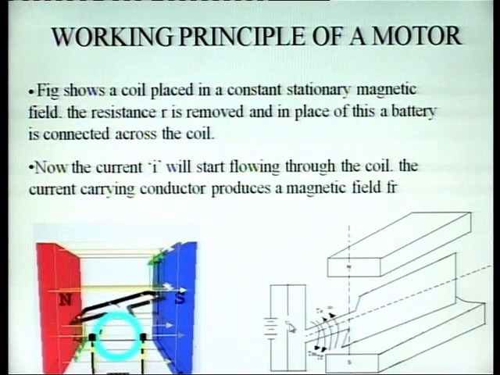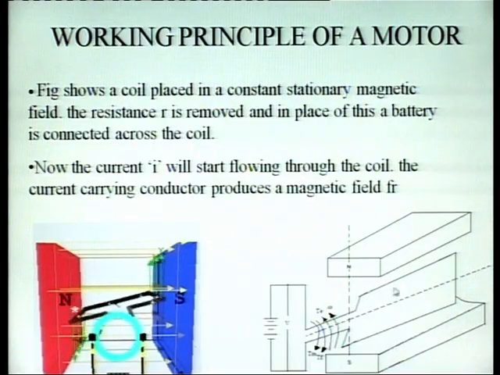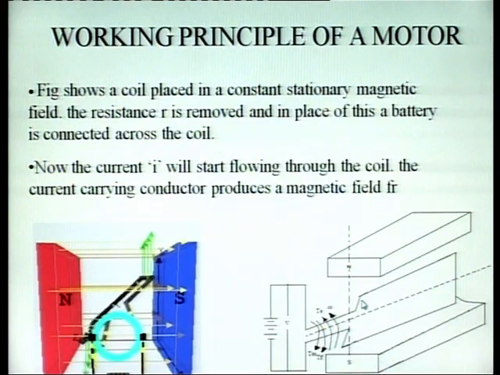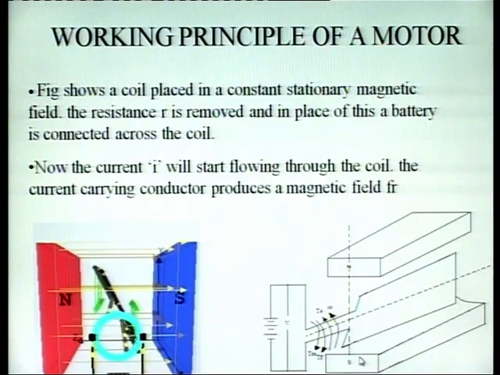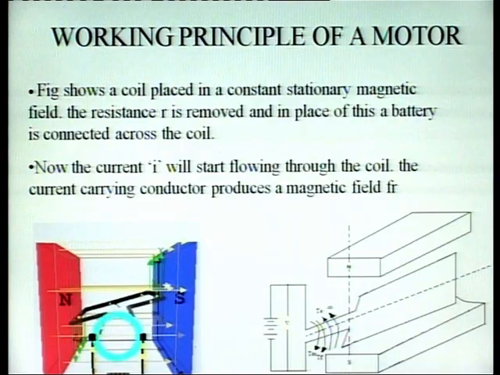Now, we have replaced the load resistor R with a battery with a voltage V. Now, the first action is that current will flow from the battery to the rotor. This is the case of a current carrying conductor placed in a magnetic field. When a current carrying conductor is placed in a magnetic field, a force will be exerted. This is the first action.